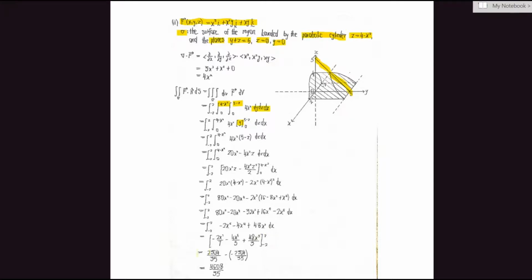So we integrate, and then we get like this: negative 2x to the power of 7 over 7 minus 4x to the power of 5 over 5 plus 48x to the power of 3 over 3. So we put the limit into x, and then we get the answer 4608 over 35.